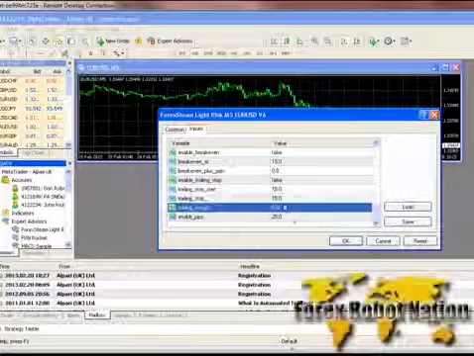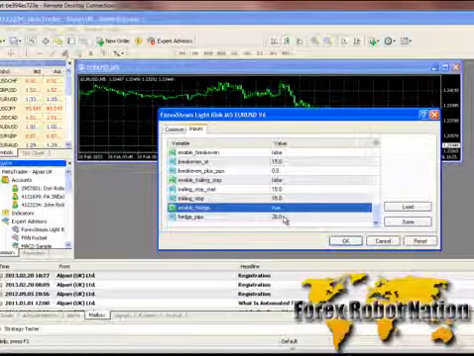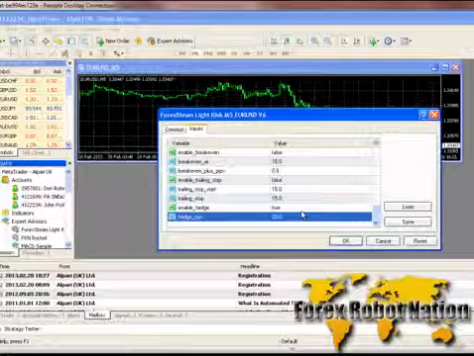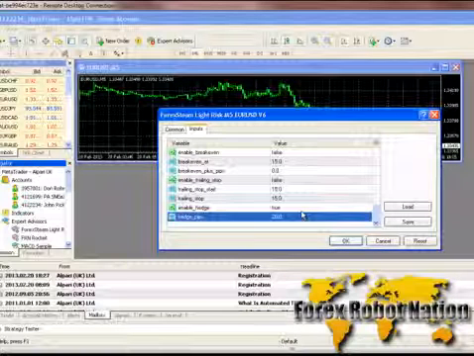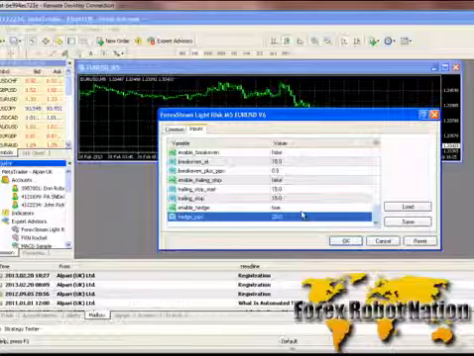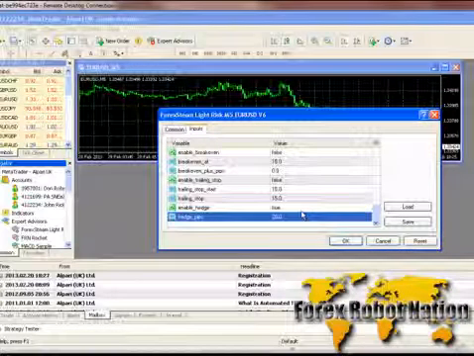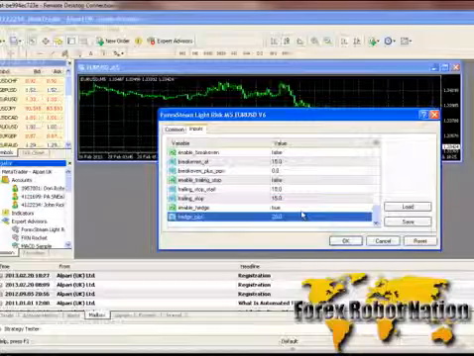Now, the hedging is very simple. You set that to true, and this is 20. So if the trade goes 20 pips in the wrong direction, in a losing direction, it will enable a trade at the 20 pip mark going the opposite direction to hedge your bets.